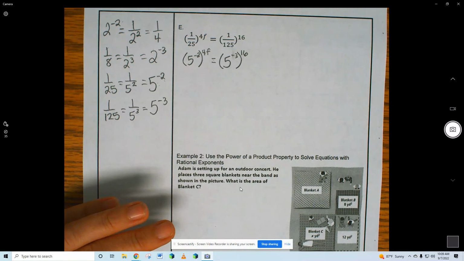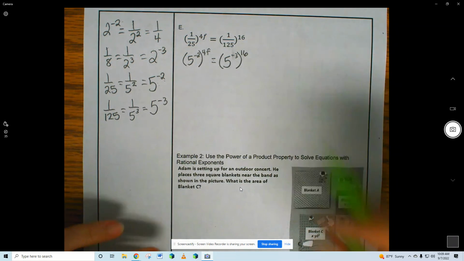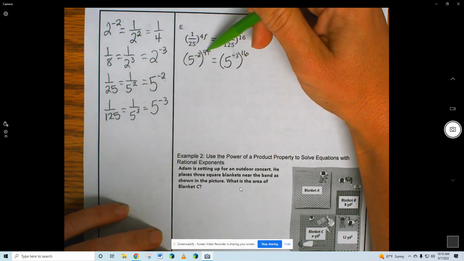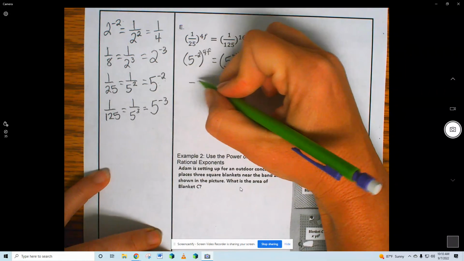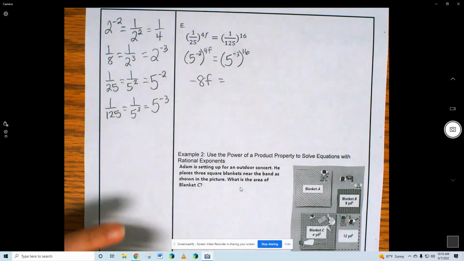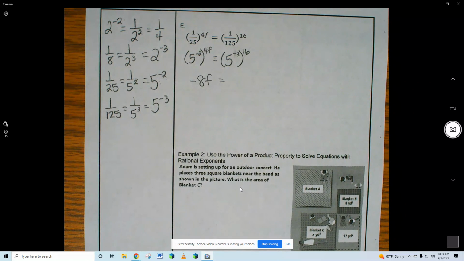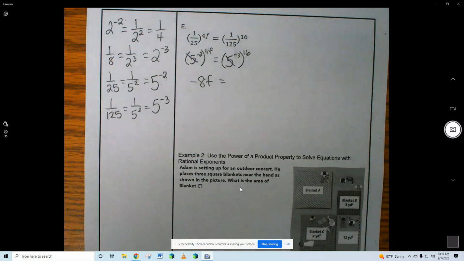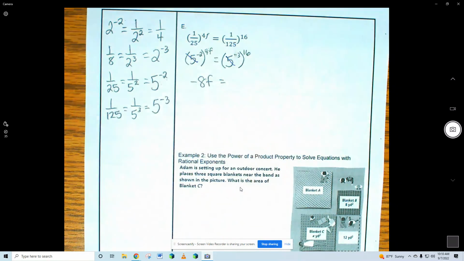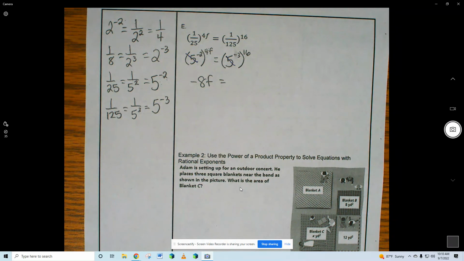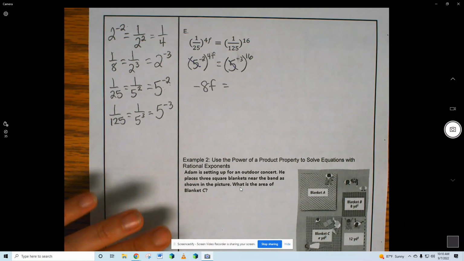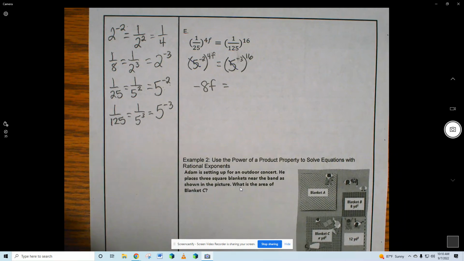Okay. Whew, the bases are the same. This is good. I'm now going to make sure that my exponents are all combined. This is a multiplication. Negative 2 times 4f. Negative 8f. No more 5s, right? And what's negative 3 times 16? 16, 32. 48.